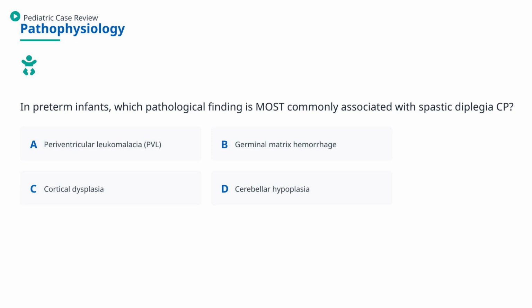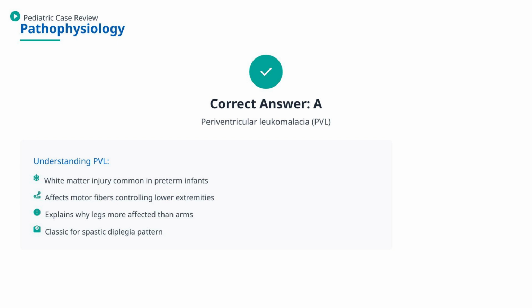In preterm infants, which pathological finding is most commonly associated with spastic diplegia cerebral palsy? A. Periventricular leukomalacia. B. Germinal matrix hemorrhage. C. Cortical dysplasia. D. Cerebellar hypoplasia. The correct answer is A.